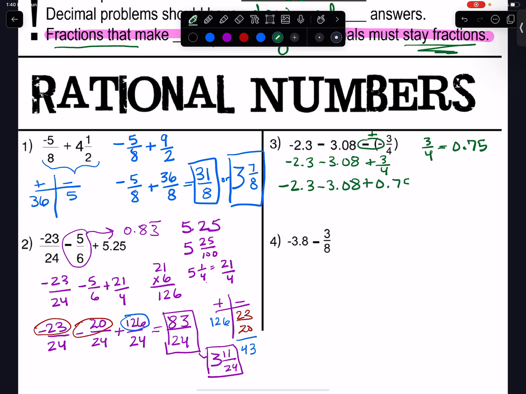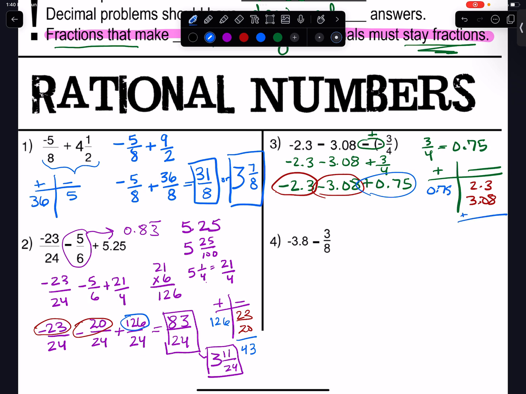So I'm going to use a scoreboard here. And I have my negatives, which are 2.3 and 3.08. And my positive, which is 0.75. So altogether on the negative side, the negative team is going to get 5.38. And the positive team is only going to get 0.75. So the negative team is going to win by 4.63.